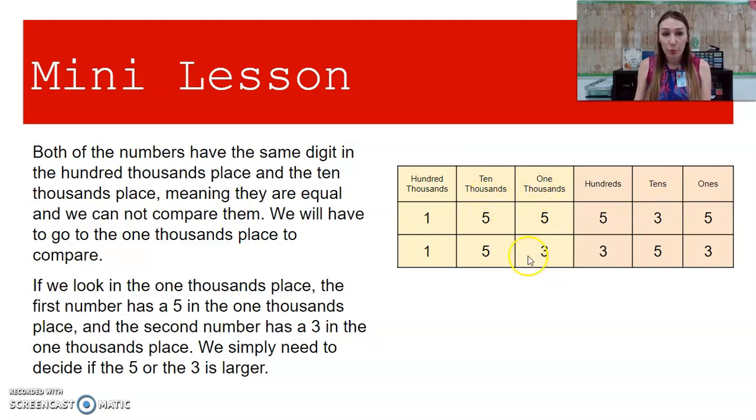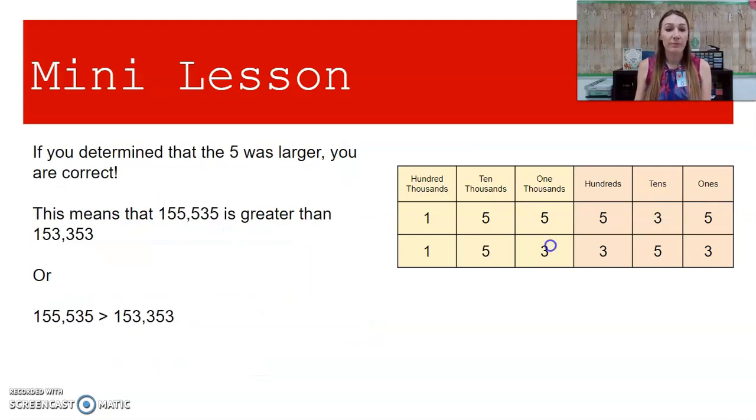So if we move to the 1,000s place, it looks like our digits are not equal, so now we can compare them. So if you look in the 1,000s place, the first number is a 5 and the second number is a 3. We simply need to decide, is the 5 or the 3 larger? The 5 is bigger.